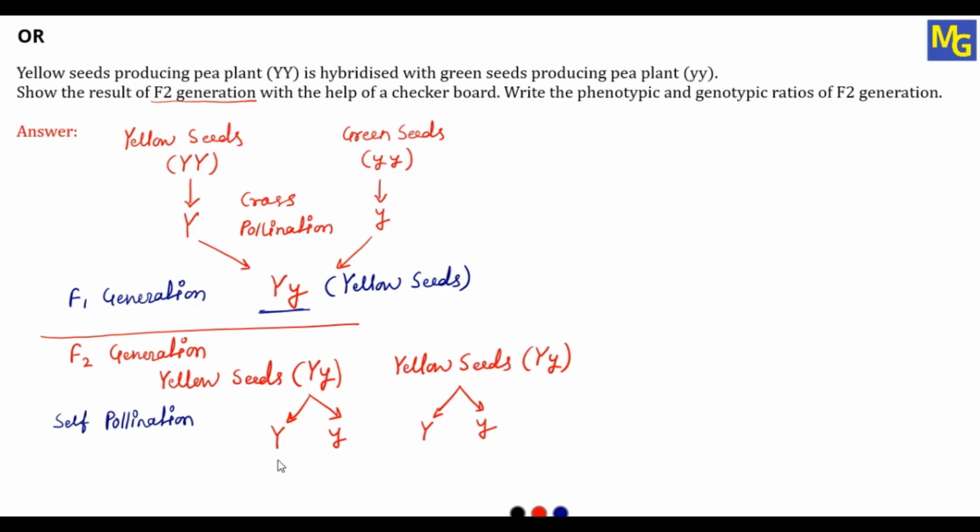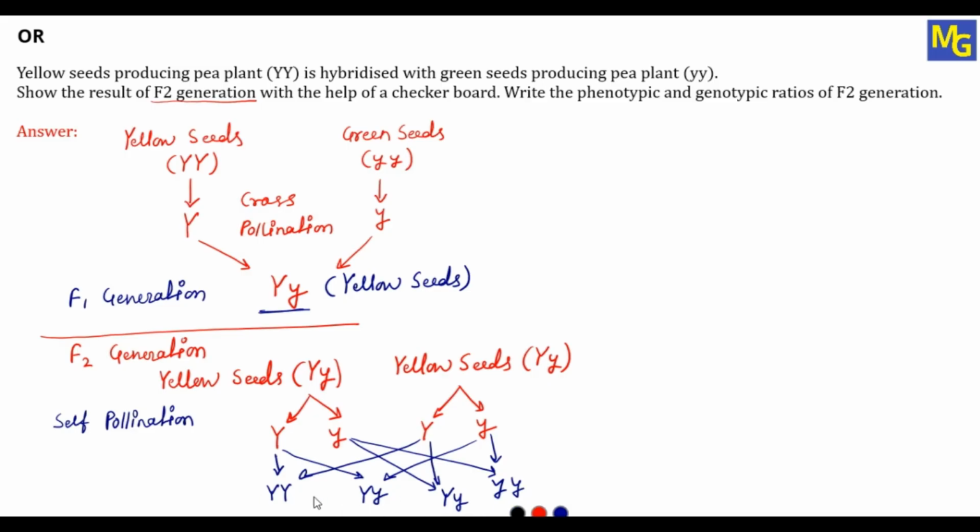So when we cross, this capital Y, if it combines with this Y, we will get capital Y and capital Y. Now the same Y, if we combine with this small y, we will get capital Y, small y. Again this and this, if we cross, we will get capital Y, small y. And last, this small y and this small y, if you cross, we will get small y and small y. So like this we will get the F2 generation.